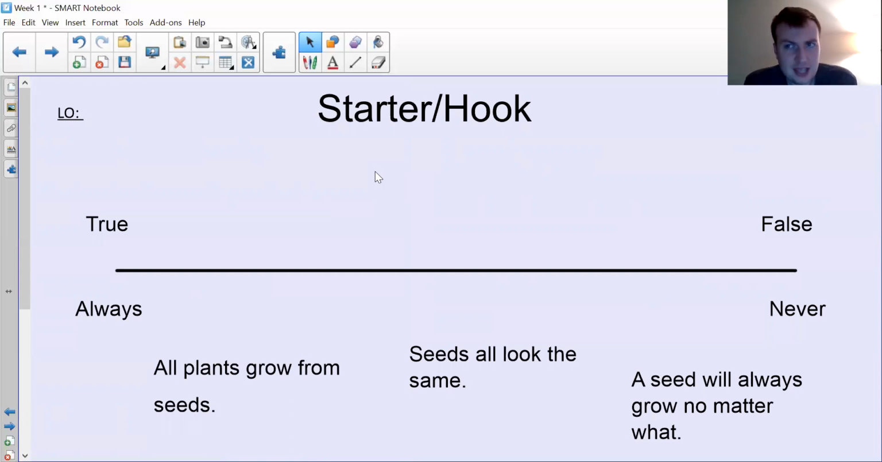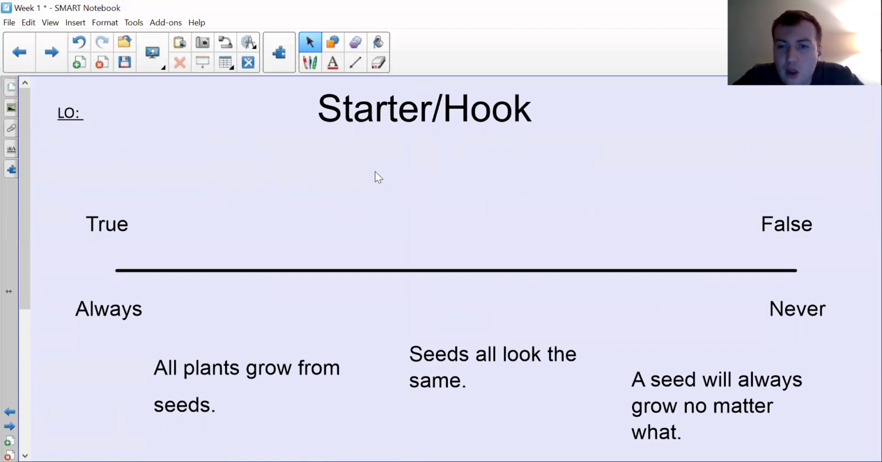Seeds all look the same. Is that true? Never true? Somewhere in the middle. Okay, hopefully we put never true. Seeds can look completely different. You can get big ones, small ones, medium-sized ones, loads of different colors, okay?